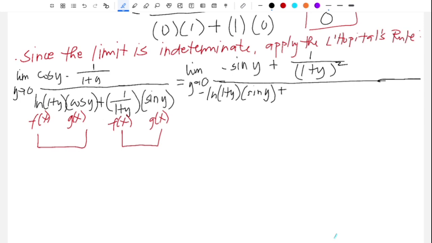What is the derivative of our f of x again? Yes, the 1 over x, which is 1 over 1 plus y. Copy our g of x. We have cosine y. Cosine y. There.